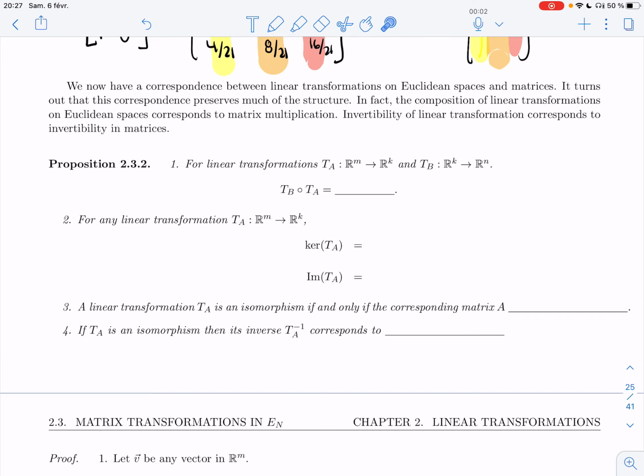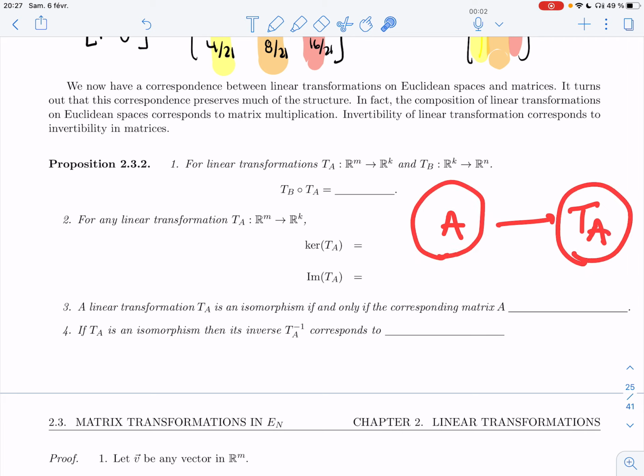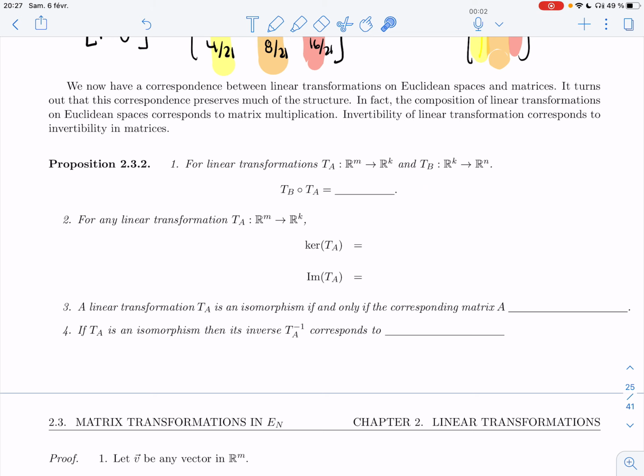All right, so the correspondence from A to T_A preserves a lot of the structure. Products here correspond to composition here. Inverse on one side corresponds to inverse on the other side. So let's put that into Proposition 2.3.2. For linear transformations T_A and T_B, if I want to compose them, that'd be the same thing as taking T_BA.